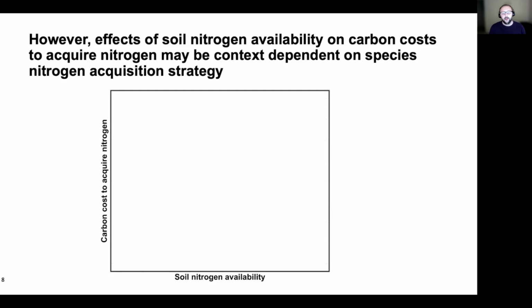So this figure describes the hypothesized relationship between soil nitrogen availability, represented here on the x-axis, and carbon costs to acquire nitrogen, represented on the y-axis. Species that associate with nitrogen-fixing bacteria are represented here by a yellow trend line, and species that acquire nitrogen through direct uptake are represented through a green trend line.